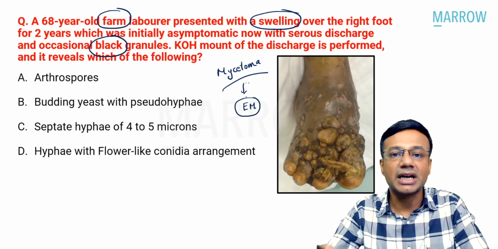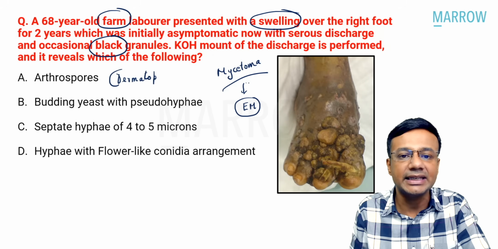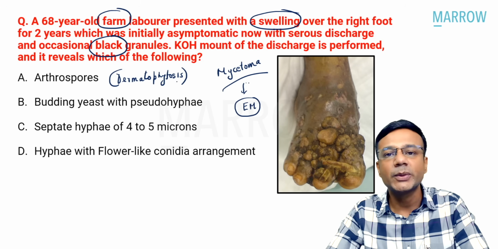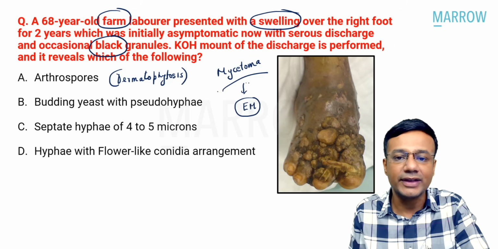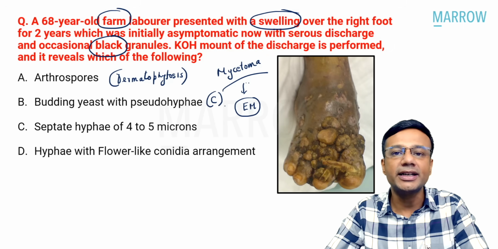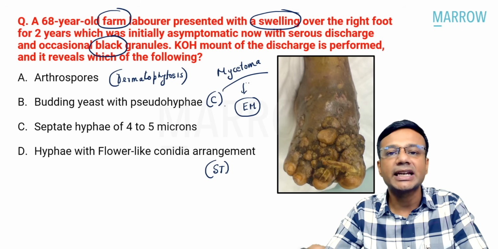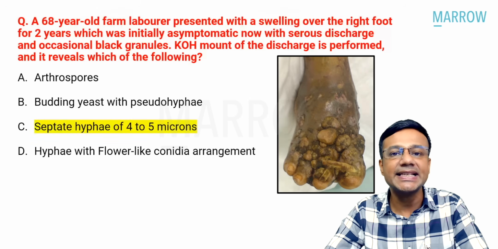Now, out of the options, arthrospores are generally seen in dermatophytosis. So, in dermatophytosis, like tinea infections, we have arthrospores. Budding with pseudohyphae is a feature of candidiasis. Hyphae with flower-like conidia arrangement is seen in sporotrichosis. That's why the correct answer for this question is option number C, septate hyphae of 4 to 5 microns.